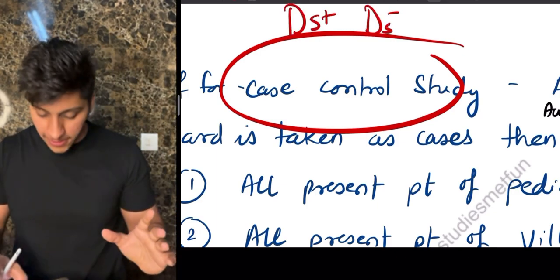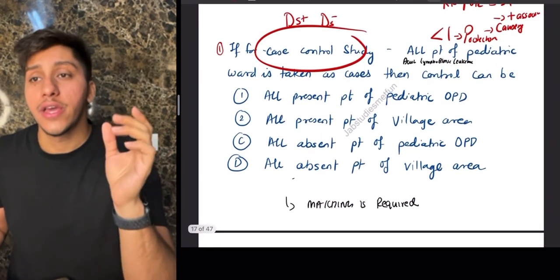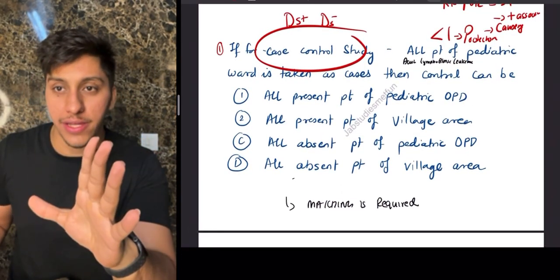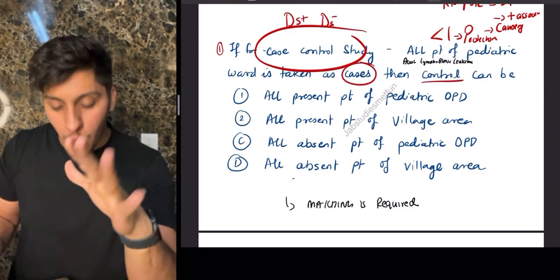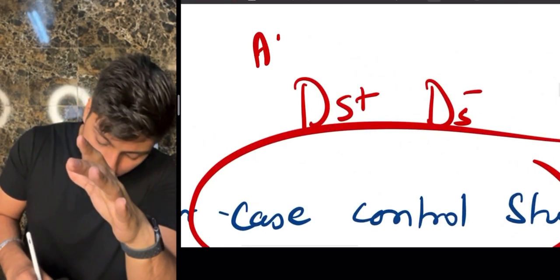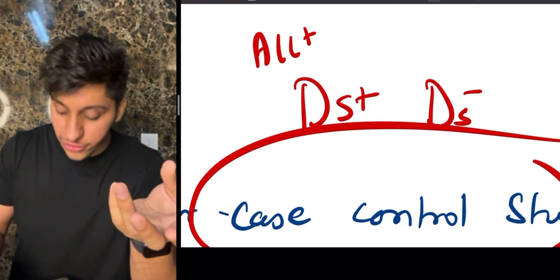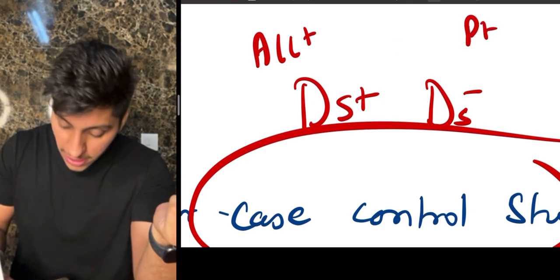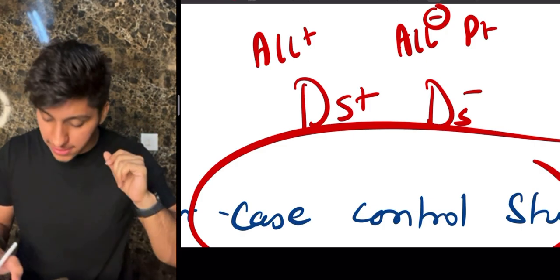Always we start with this. In a case control study, pediatric acute lymphoblastic leukemia (ALL) patients are taken as cases. So what will be the control? What they're trying to say is we have ALL patients as disease. So who will be the non-disease? Those patients who do not have ALL, which means patients who are normal in the pediatric case. So let us find out.